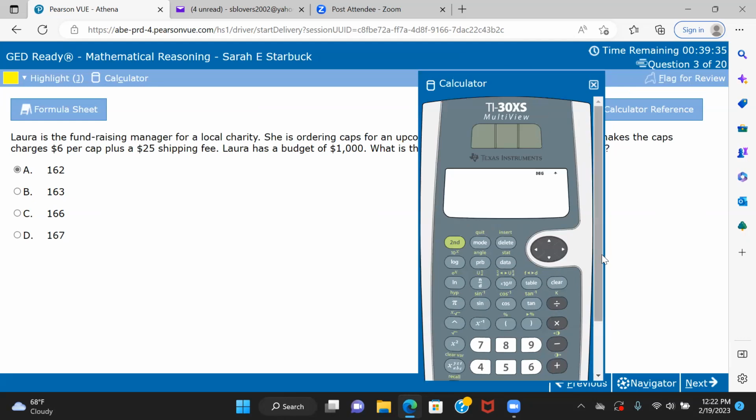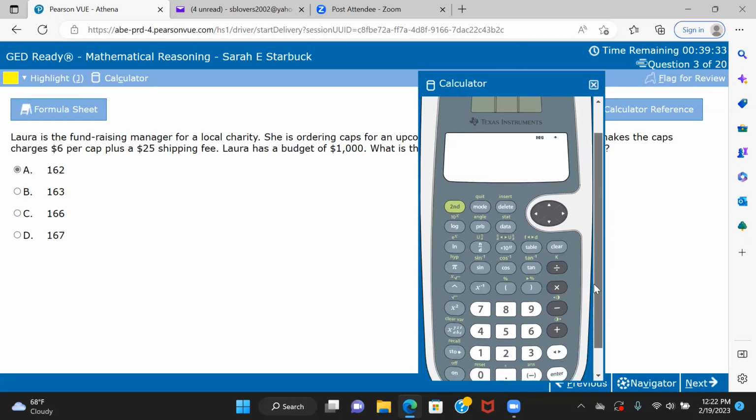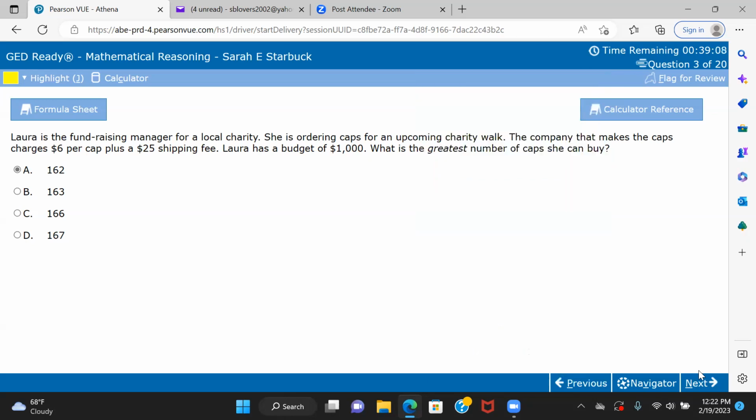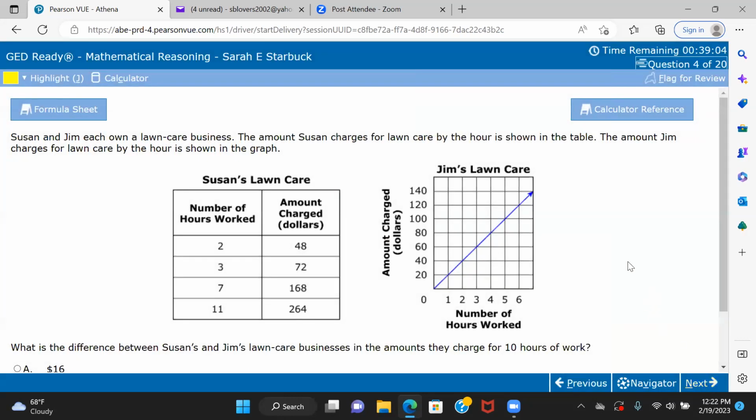So it would be 6, and then like you just said, times 162, and then you can add plus the 25. So the calculator knows order of operations, and it will do this in the right order. Now, you know that there's not enough to buy another cap in this case. Okay, good. That's great. That direct way of solving is perfect. Okay. So that one was good. Yes. Yay. Okay.